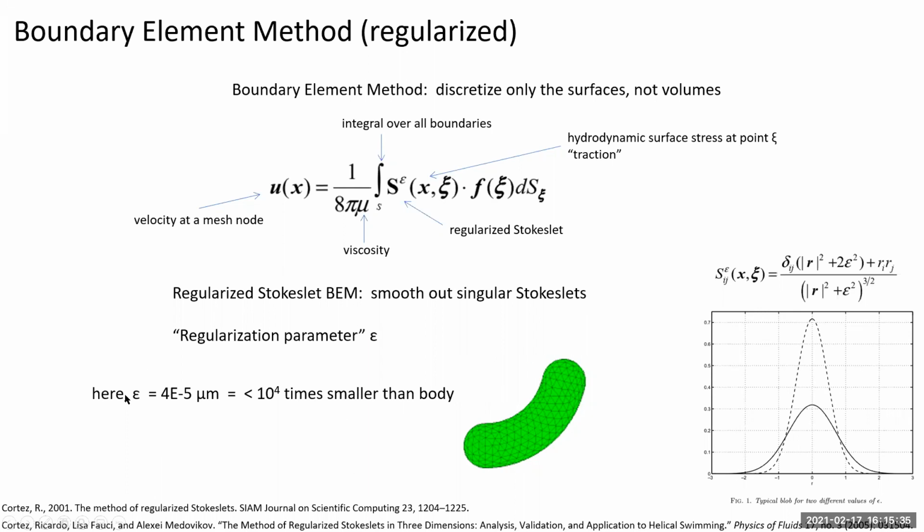In my case, my epsilon was very, very small compared to the length scale of my body, of the bacterium, compared to the mesh, and so on. But it still made the integrals much easier to do numerically.